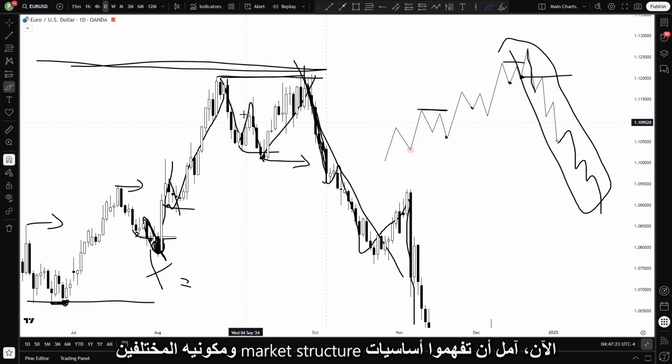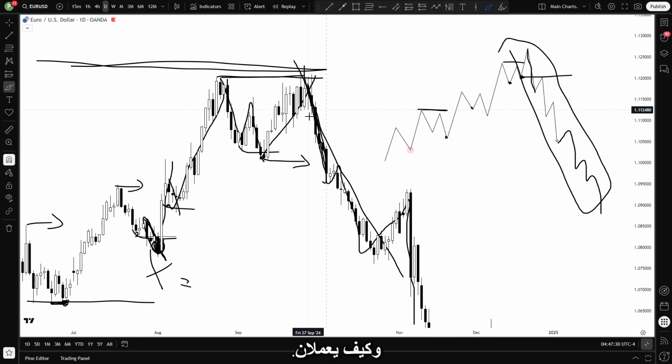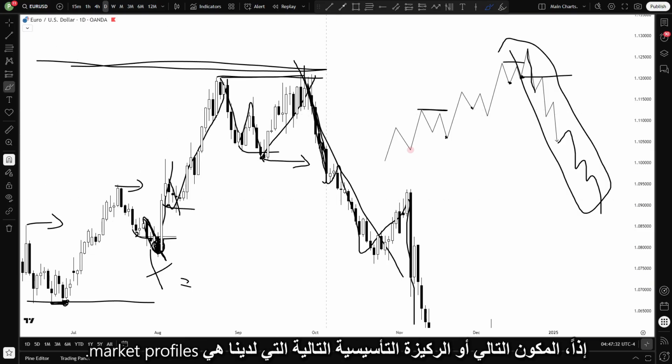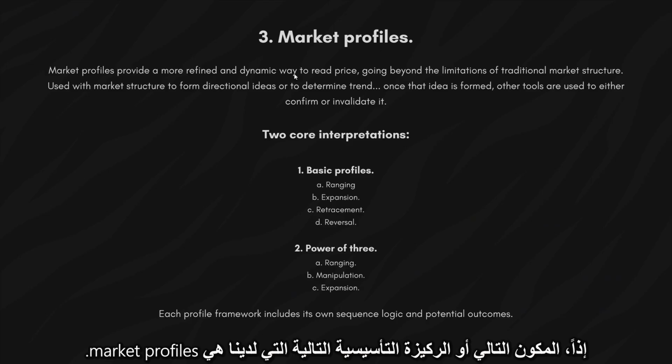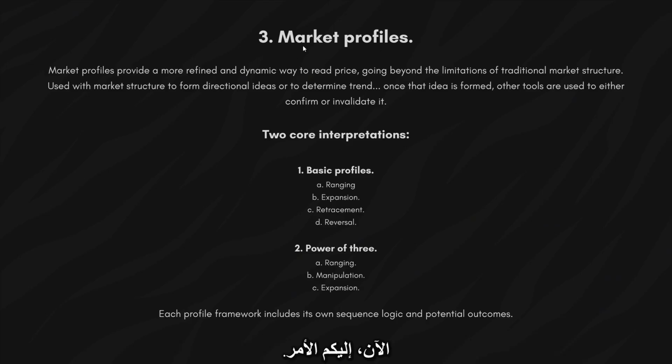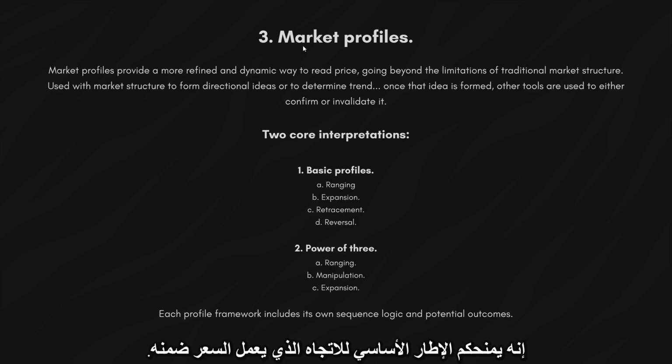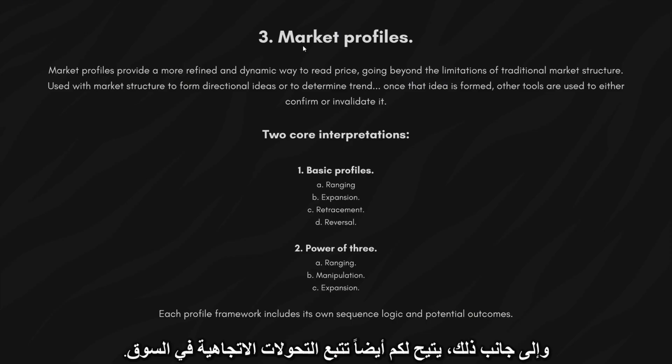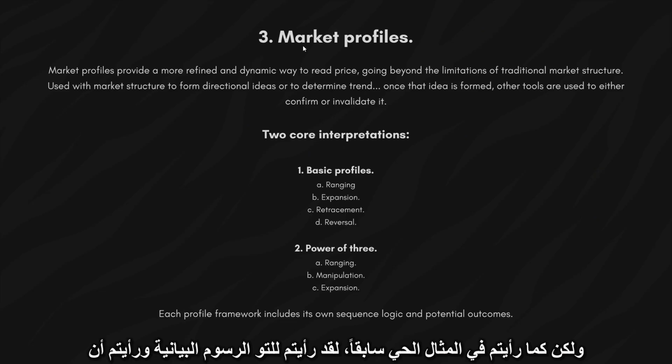Okay, now I hope you understand the basics of market structure and its two different components and how they work. So the next component or foundational pillar that we have is market profiles. Now here's the thing. Market structure in itself is pretty good. It gives you the basic trend framework that price is operating within, and along with that, it also lets you track directional shifts in the market.